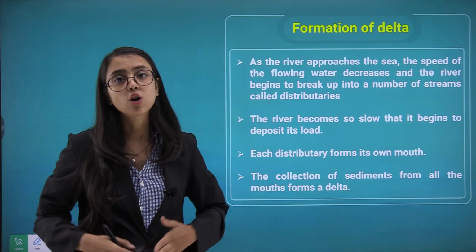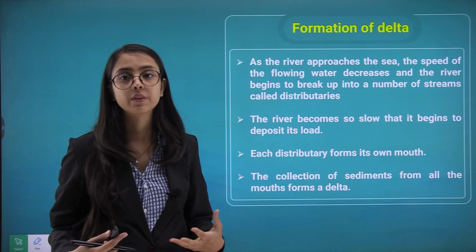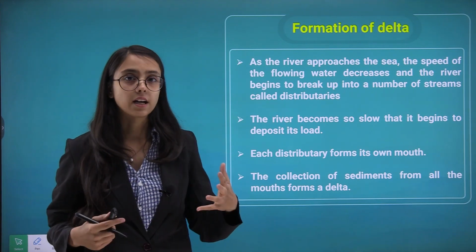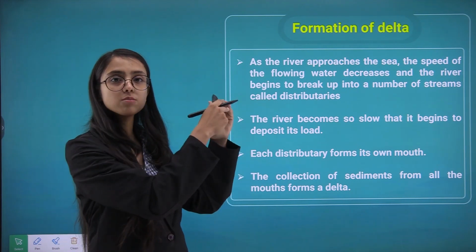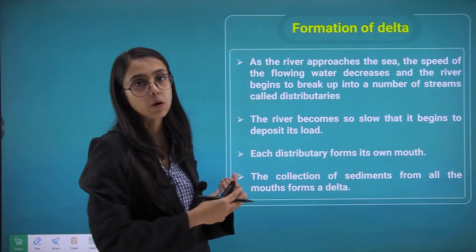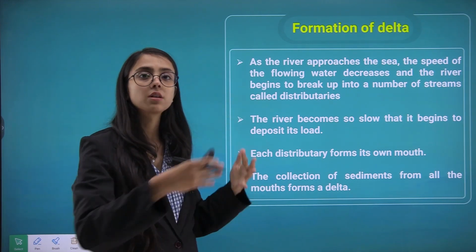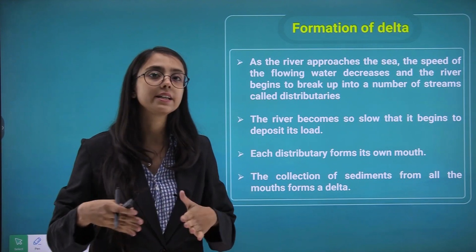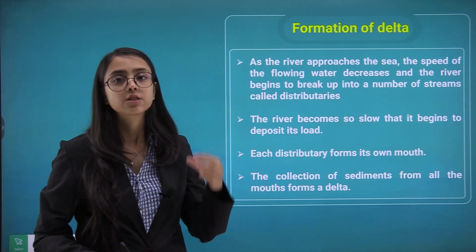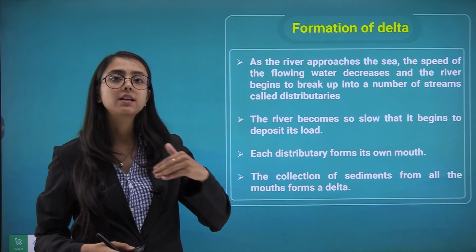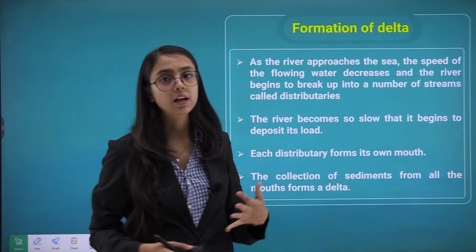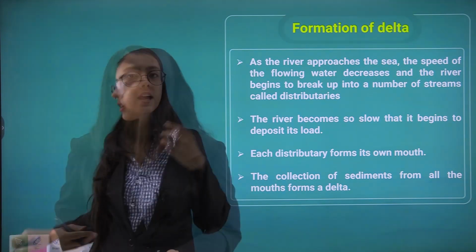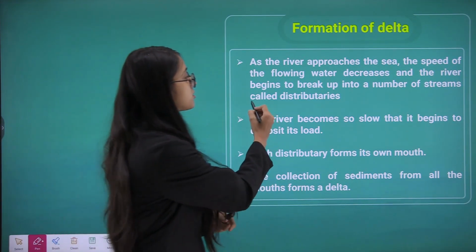Now, let's talk about the formation of a delta. So, what is a delta? As the river approaches the sea, the river starts from a glacier in the mountains and it flows through plains, plateaus, and finally it mixes with the sea. The speed of the flowing water decreases gradually. The river starts to break up into a number of streams, and these streams are called distributaries.